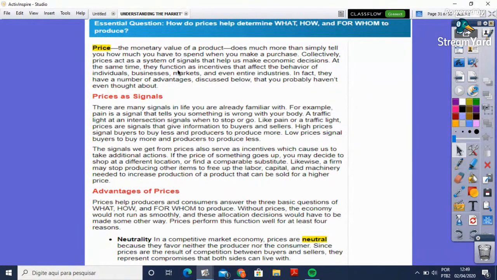Why is this important in our society? Prices are signals. Just like a human being, when you have a fever, it's a signal that something is not okay. So when you have prices, you have a signal to measure what's happening in the economy. Why is this important? Well, we have neutrality. In a competitive market, prices are neutral because they favor neither the producer nor the consumer. Since prices are the result of competition between buyers and sellers, they represent compromises that both sides can live with. So remember, buyers and sellers always need to be compromising.